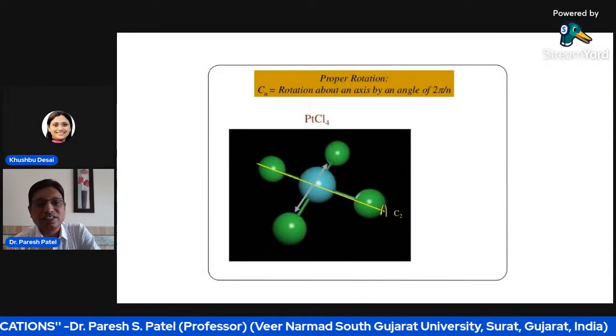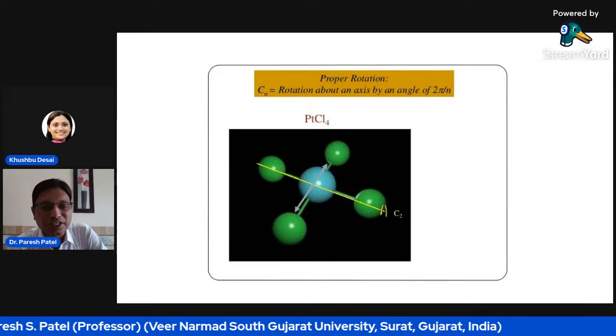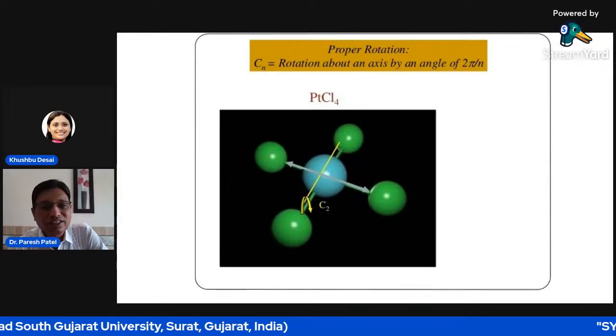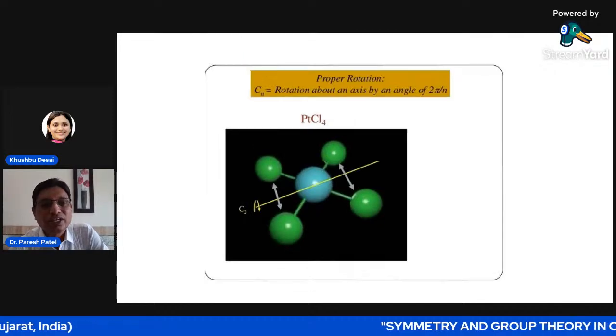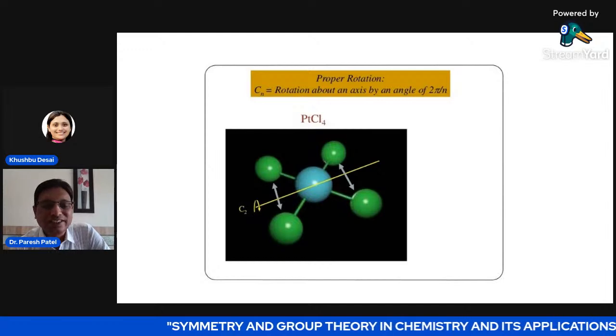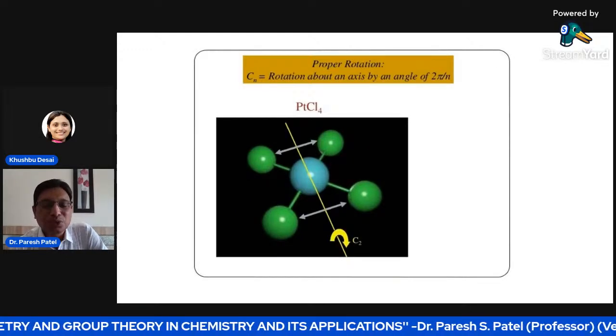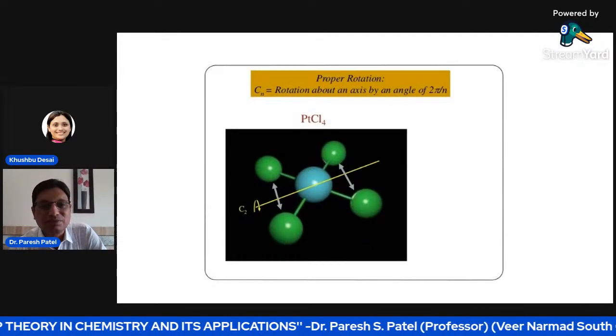So these are the two C2s. Next one. This is the second C2. Next one. Yes, these are the other two C2s, and those C2s are perpendicular to the main principal axis. Okay, so in the case of the [PtCl4]2-, yes, please.